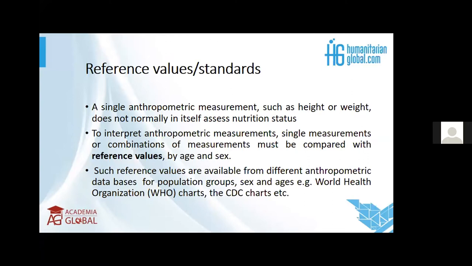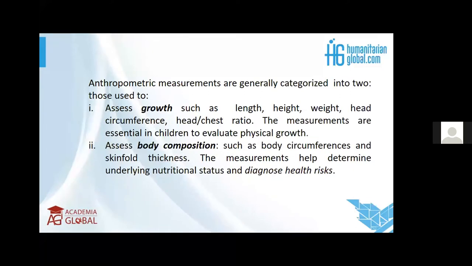So we must not forget that, in the simplest terms, anthropometric measurements are body measurements. We take the body measurements and we compare them to reference standards. I hope that is understood. Now, anthropometric measurements are generally categorized into two. We have those that are used to assess growth, such as the length, the height, the weight, the head circumference, the head-chest ratio. And these measurements are very essential in children to evaluate their physical growth.